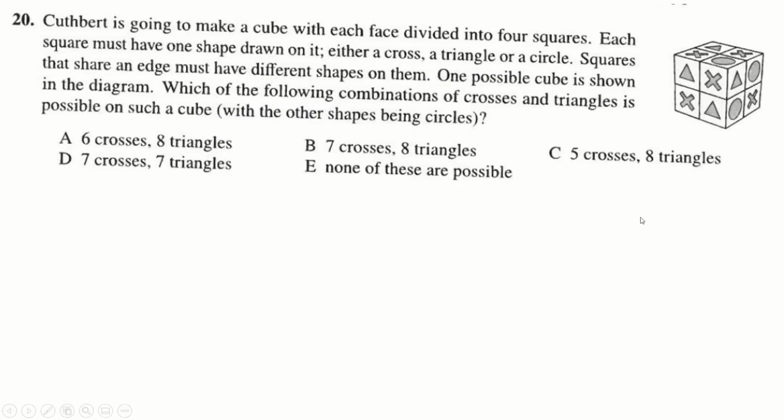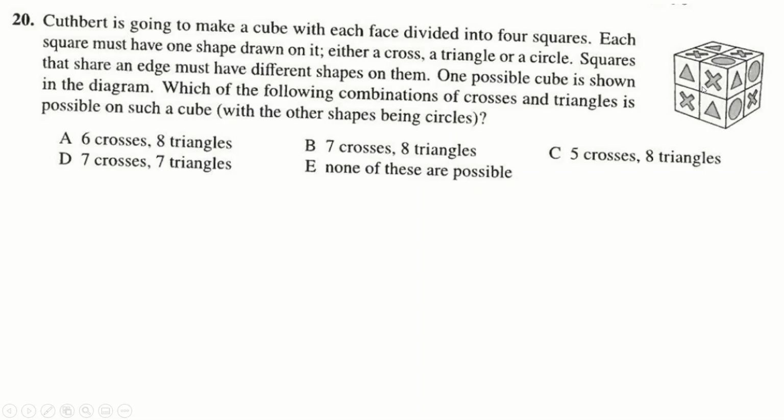Okay, so this question was a bit weird. You've got this kind of cube with a choice. You can put any of 3 shapes down, a cross, a triangle, or a circle. And it's saying, which of these combinations with some other number of circles is possible?